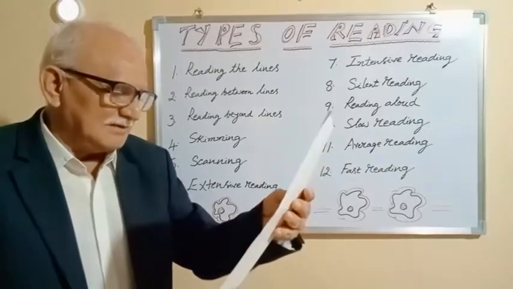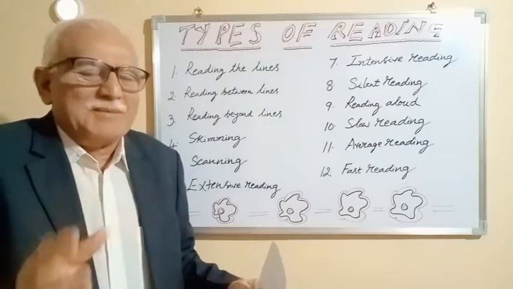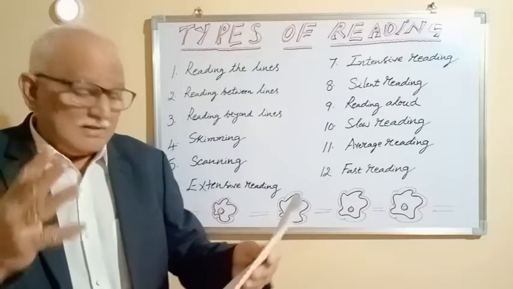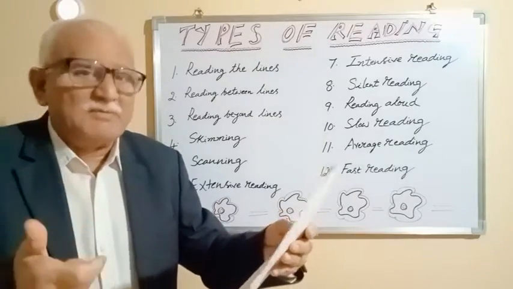Now, the next one is slow reading. Very interesting. A research paper, particularly PG and Ph.D students very slowly read it. Why? They try to grasp it, and they squeeze the information later.